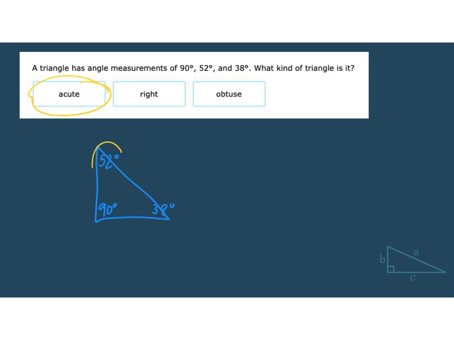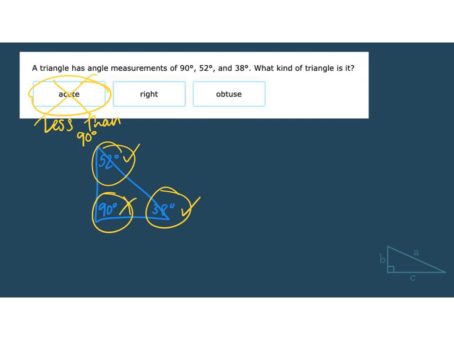So is it acute? Are all three angle measures less than 90? Well, 52 is less than 90, 38 is less than 90, but is 90 less than 90? No, so it can't be acute. Next is right. Is one of the angles equal to 90 degrees? Well, right here, we just circled it. That one is equal to 90. So since it has one right angle, it is a right triangle. We don't have to go any further.